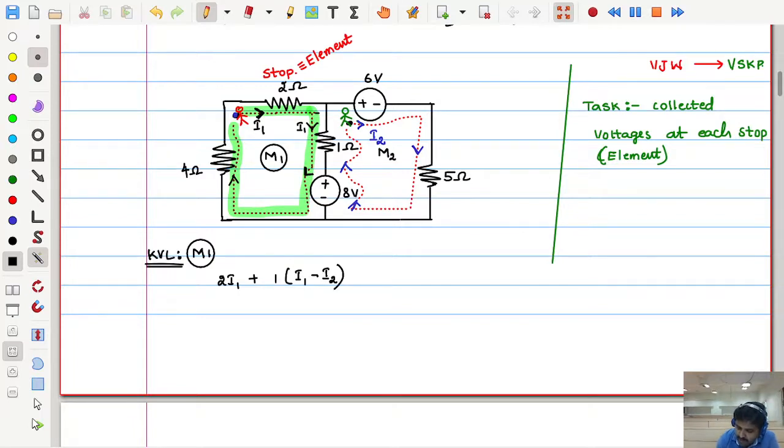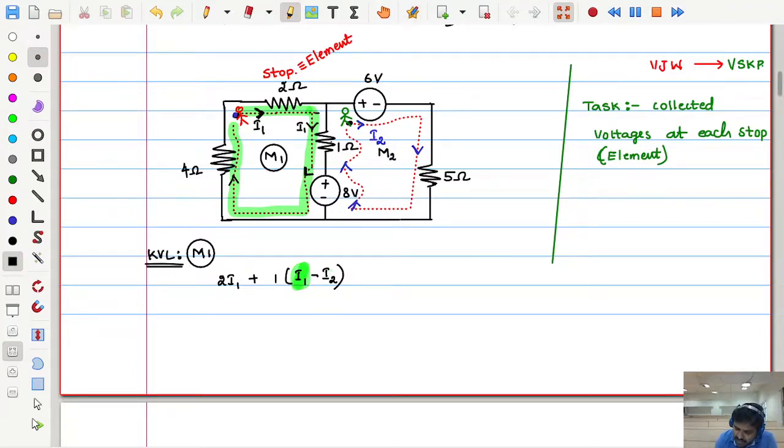Why? Because see, my current is flowing downwards. Your current is flowing in the upward direction through the 1 ohm. So because this is my area, in my area definitely I have more strength. So I am dominating you. So my current is positive, your current is negative.